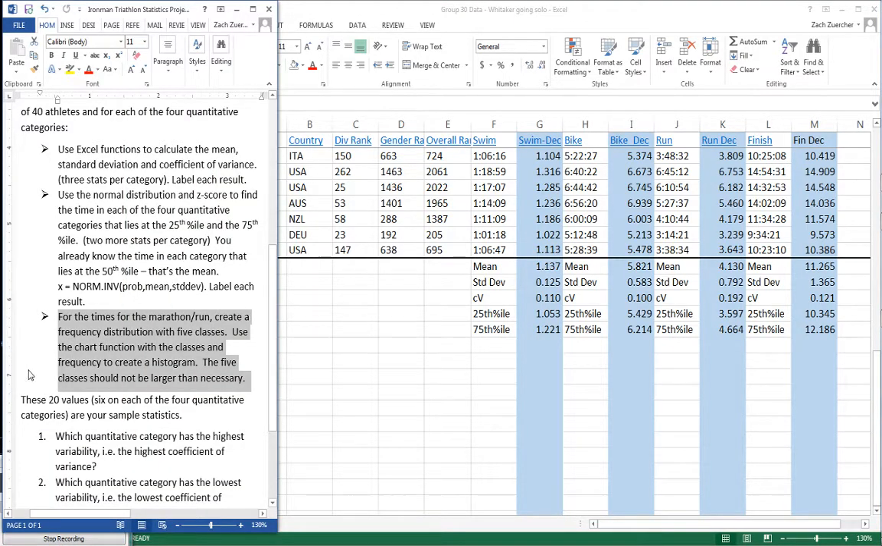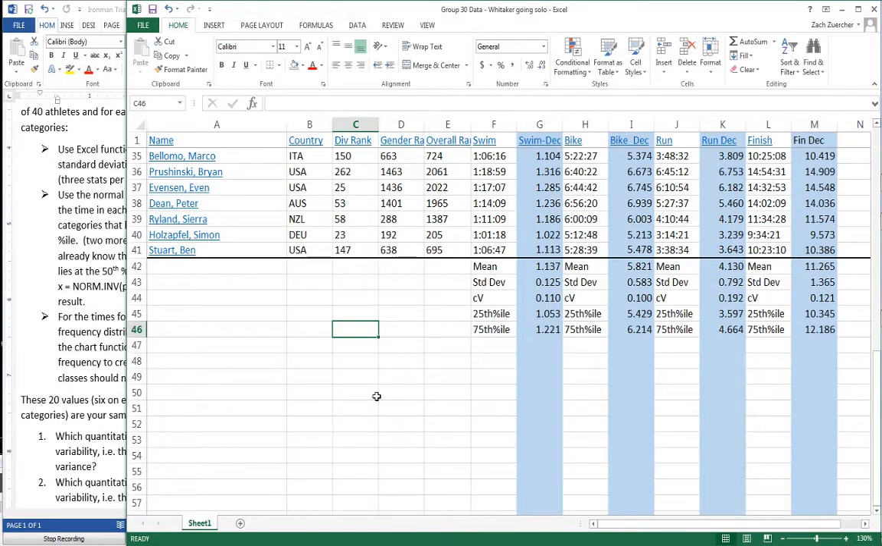Now that we've calculated the 25th percentile and the 75th percentile for each of our four quantitative categories, we can move on and work on the frequency distribution. So we can draw a histogram for us. Well, we're just going to work with our run data, and if we're going to set up these classes, we need to know our smallest value and our largest value so that we can understand how wide each of the 5 classes need to be to include everything.